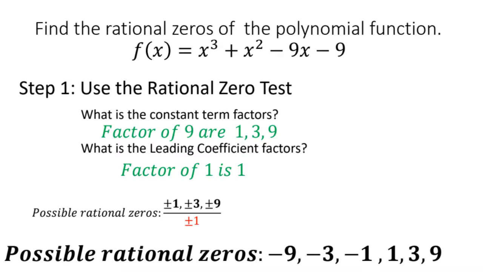All right, now let's look at find the rational zeros of the polynomial function. So first, we can use the rational zero test to find all the possible zeros. Again, this is just a test.